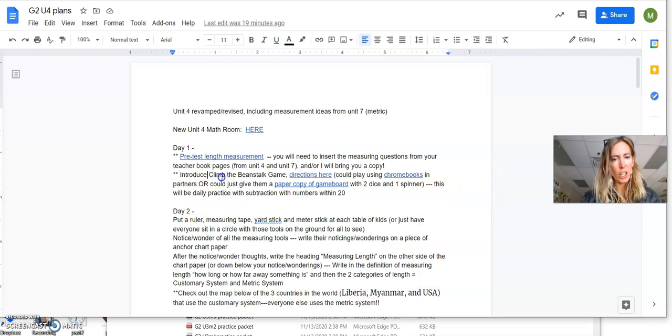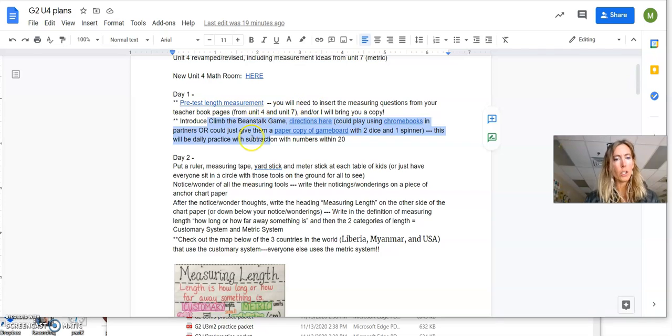So you would just use this game whenever, throughout your measurement time, to work on subtraction and addition strategies.